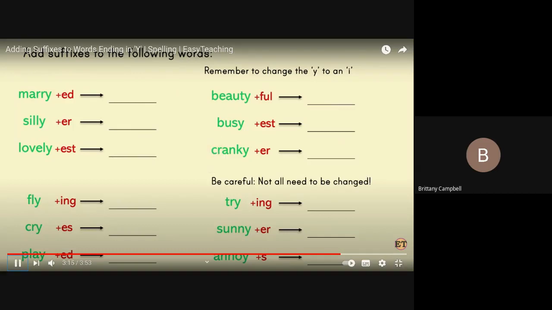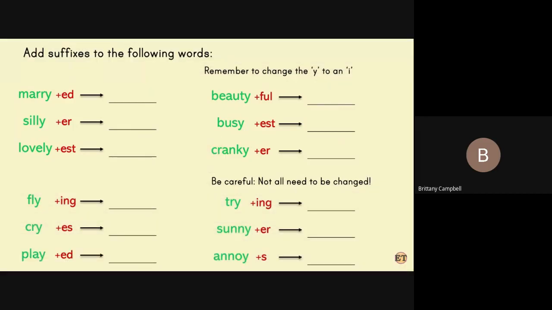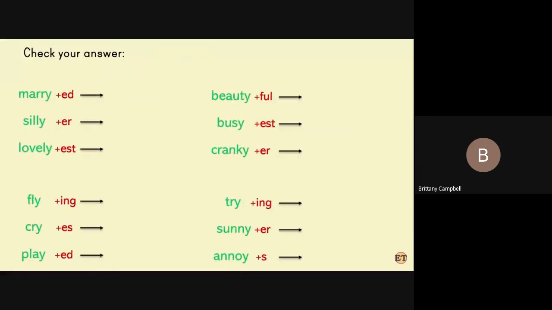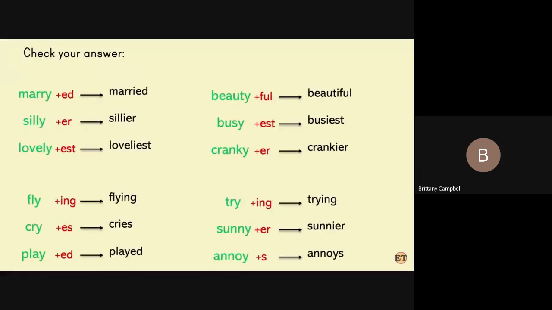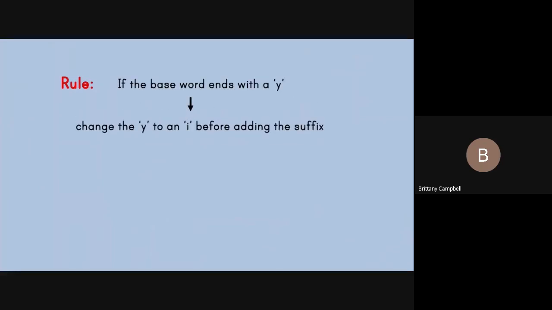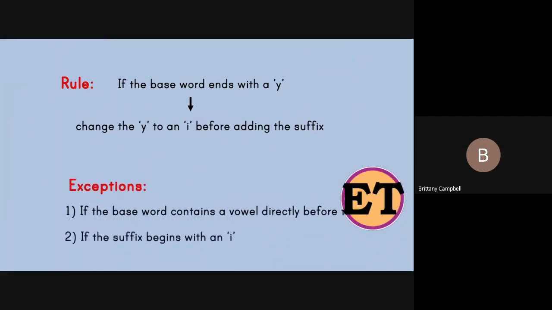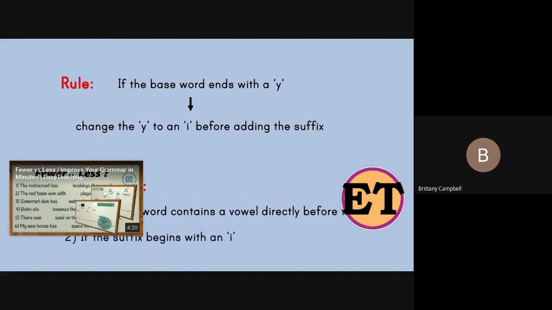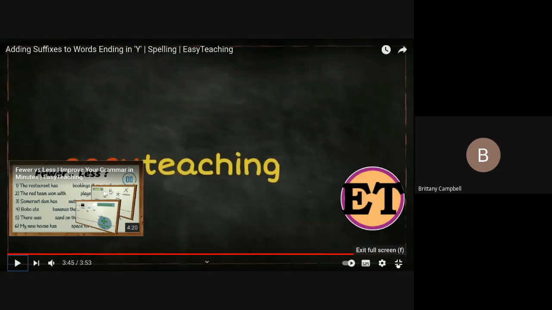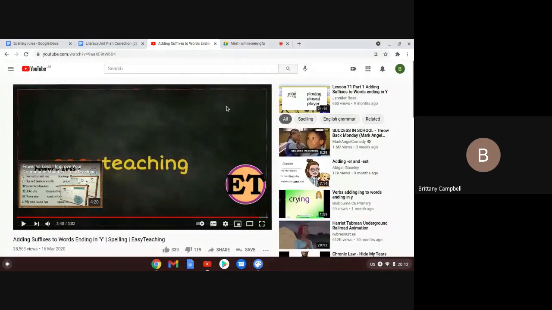All right. Time to check your answers. How did you go? Remember, if a word ends with a Y, change it to an I before adding the suffix, unless the base word contains a vowel directly before the Y, or the suffix begins with an I. Easy teaching. So that was it. I trust that you have learned something from that, right?